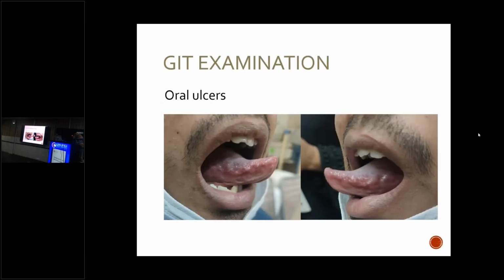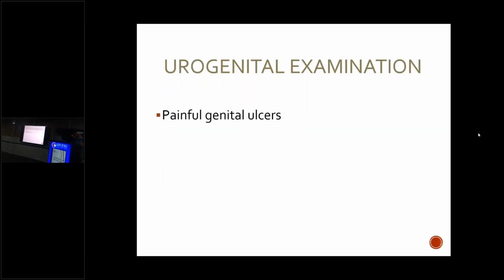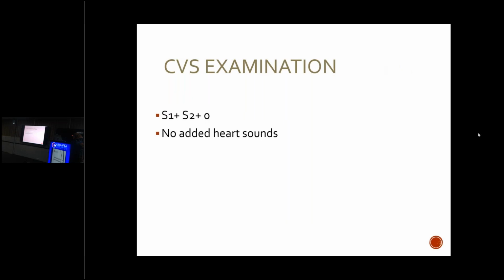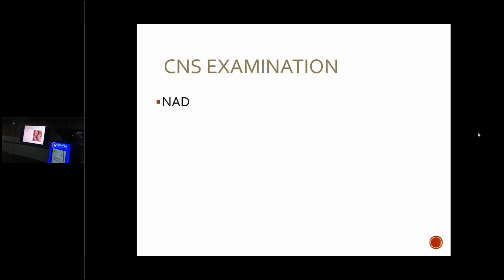Continuing our clinical examination, we move on further towards the systemic examination. On GI examination, there were oral ulcers on both sides of the tongue. There were painful genital ulcers. CVS and CNS examination was unremarkable.